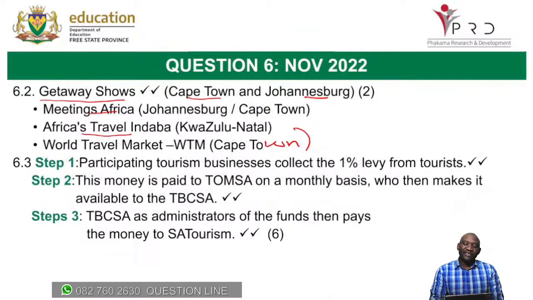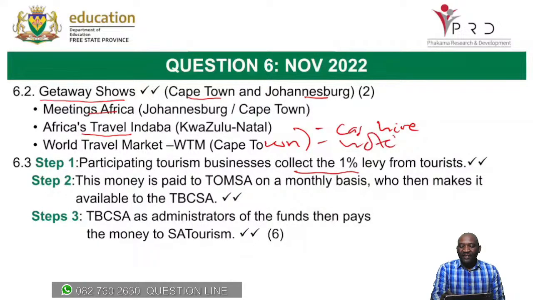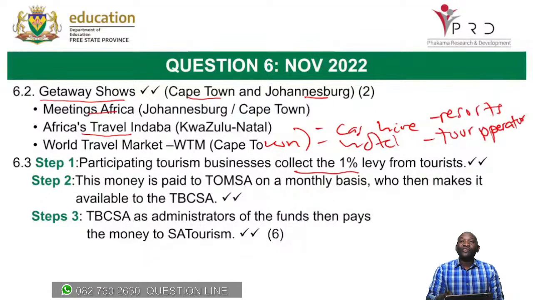Let's look at how the steps are actually explained. As I've said, the businesses that participate collect 1%. It can be car hire, it can be hotels, it can be resorts, right? It can be tour operators. And I said these ones do it on a voluntary basis. No one is forcing them to collect the money from the tourists. So they collect the 1% levy, and that money is called the TOMSA levy, right?